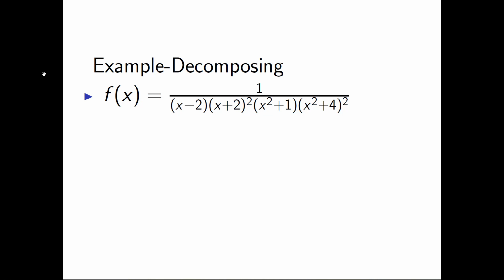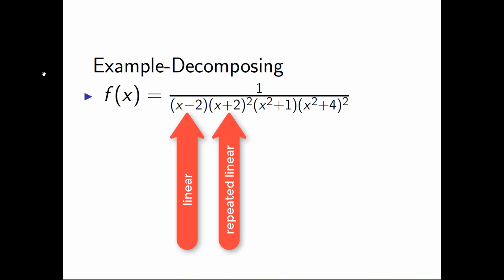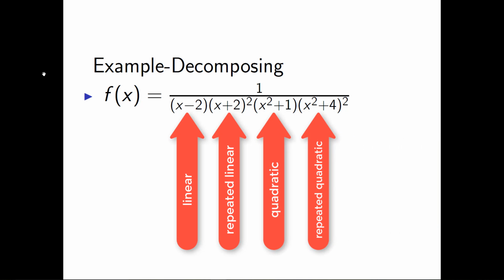Okay, and we'll look here at this fraction. The q of x, remember, is the denominator here, where we have a linear term, with just an x minus 2. We have a repeated linear term, this is the x plus 2 squared. We have a quadratic term, the x squared plus 1. And we have a repeated quadratic term, the x squared plus 4 squared.